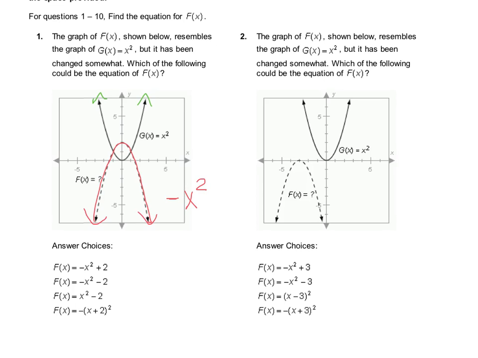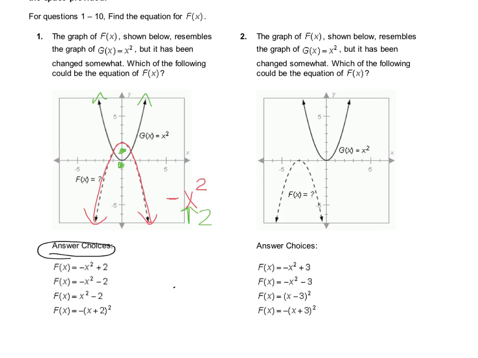And if you look at what else happened, well, this graph was at 0, 0. This graph is at positive 2, so it was also shifted up 2 units. So we're looking for one that was shifted up and has a negative x squared, and that is going to be f of x equals negative x squared plus 2. We're going to go ahead and do number 2, so you'll be responsible for number 3.